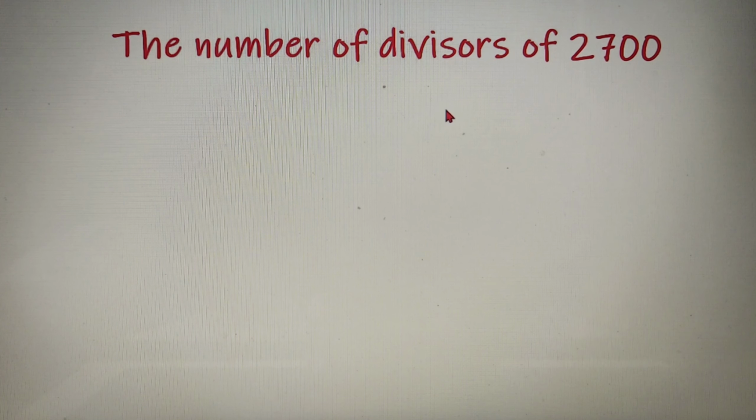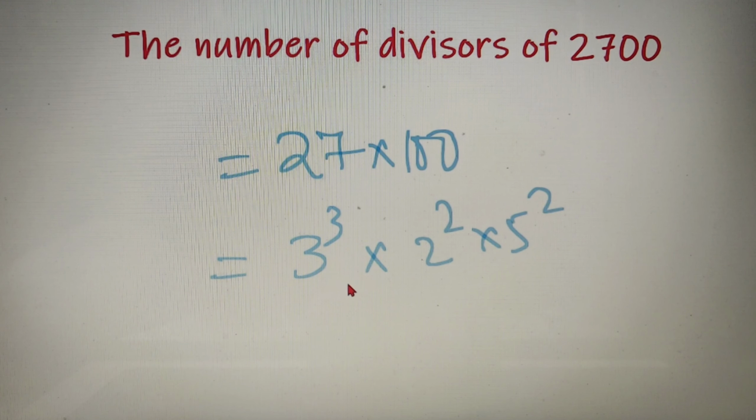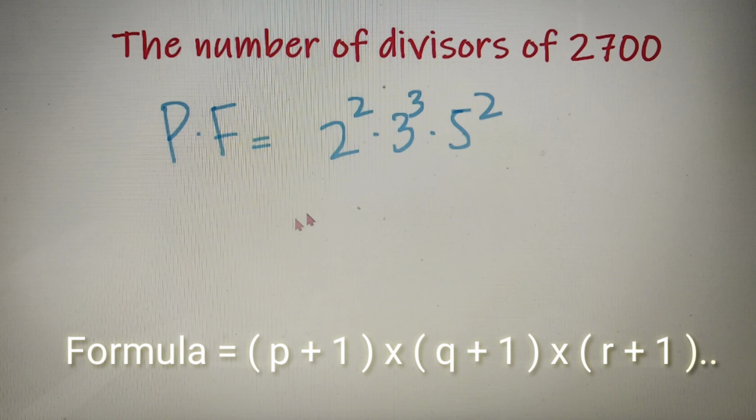Now to find out the number of divisors or number of factors, the first step is to prime factorize the number. Now 2700 can be written as 27 into 100. Now we know that 27 is nothing but 3 cube and 100 is nothing but 2 square into 5 square. So we have prime factorized the number, and prime factorization of 2700 is equal to 2 square into 3 cube into 5 square. Now we just have to put these numbers in the formula.